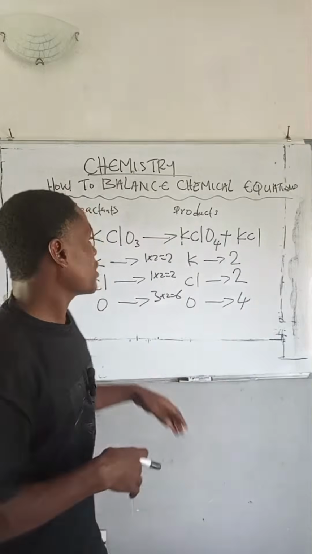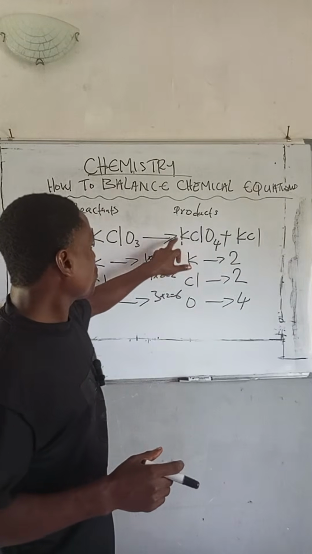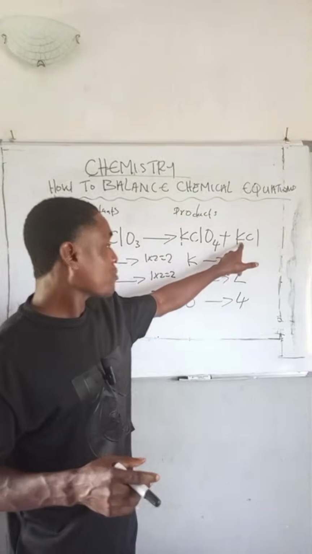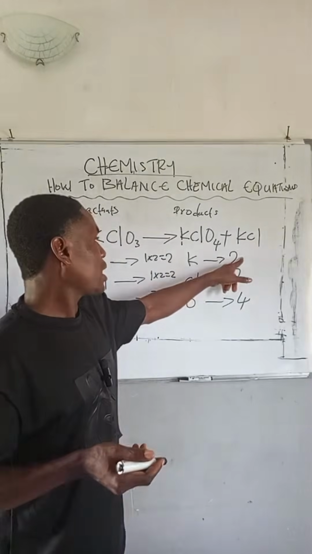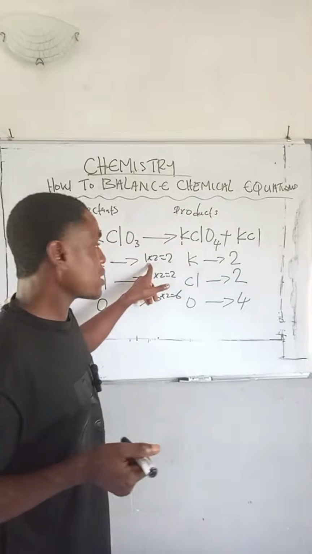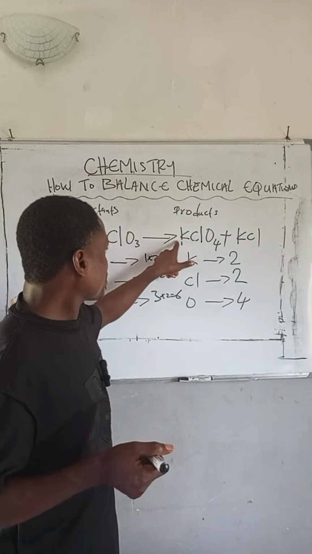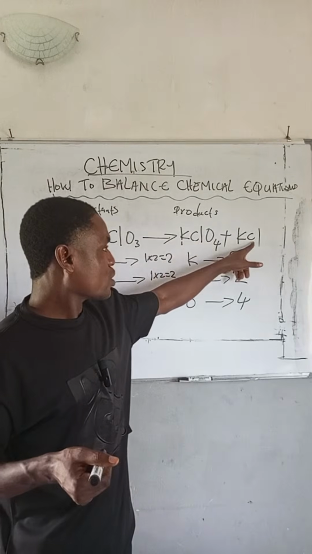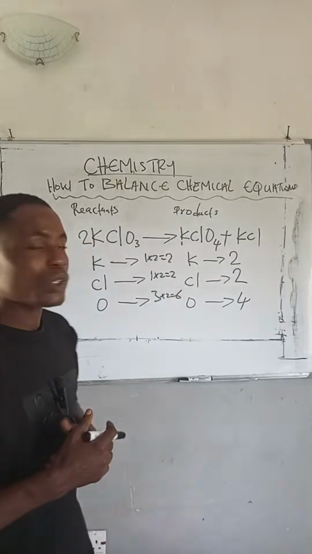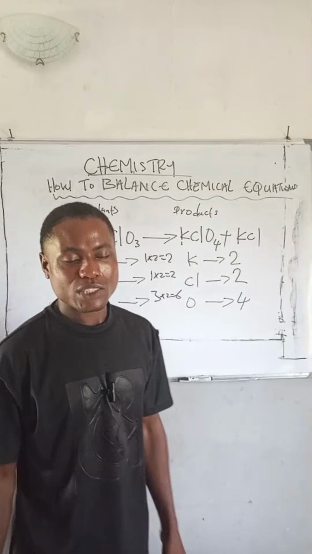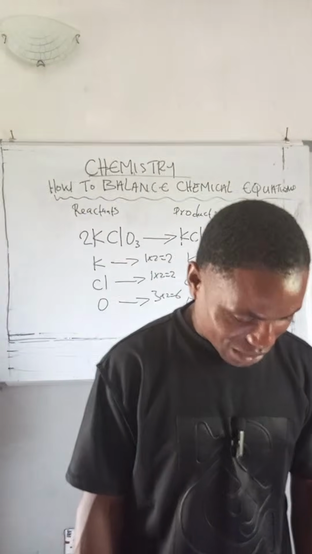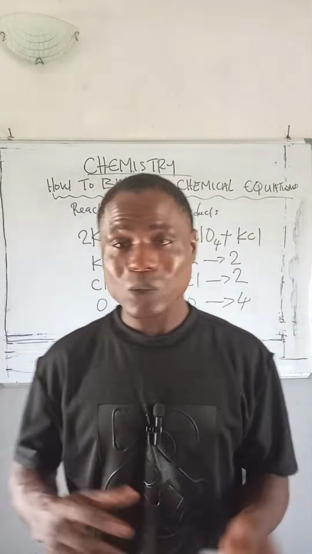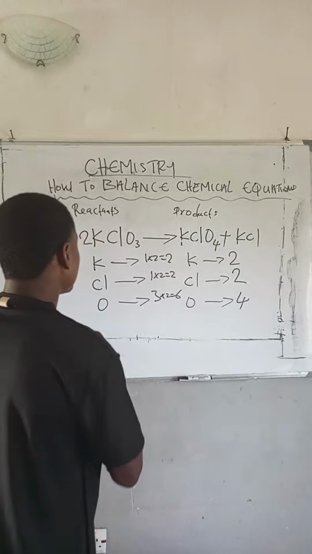If we introduce 2 here, potassium here will be 2, and there is another potassium here. So if you add it to these 2, it will be 3, and it will not be balanced. The same way, if we introduce 2 here, the chlorine will be 2, so plus this one, it will be 3. So it will not be balanced. That's why I said you don't just add like that. Are you getting it?